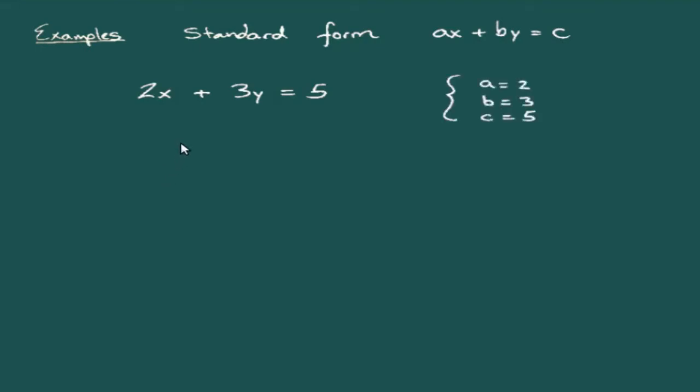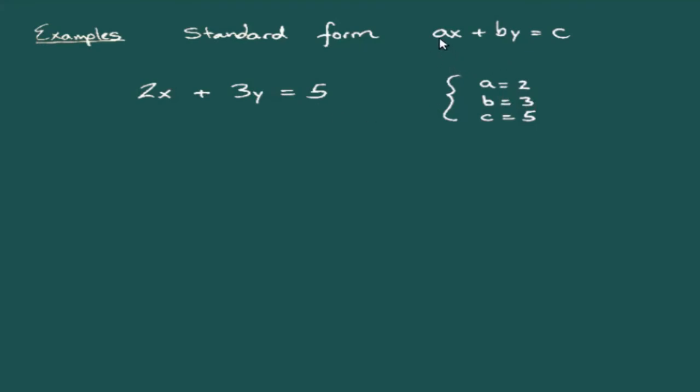For the equation that we have, the number that's multiplying x is what I mean by the a value. So I have a is equal to 2. The number that's multiplying y is going to be my b value. So in this case, I've got b is equal to 3. And the number that's over on the opposite side of the variables, that number is c. So in this case, c is equal to 5.